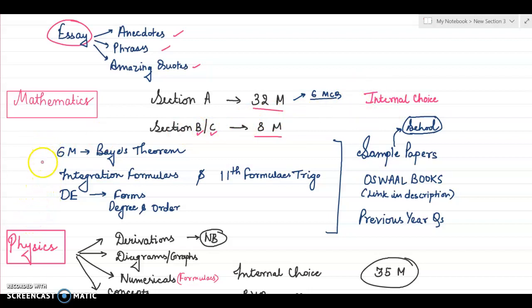Like if you check the sample paper or you see the past year papers, the 6 marker of Bayes theorem is given every year. So you have to do it. Okay, you have to practice it. Then integration formulas, all those formulas and substitution methods. You have to do 11th class formulas that are of trigonometry. Then differential equations, its forms and degree and order. I think you are intelligent enough to know about all these chapters. And probability, again, it's a very easy topic if you practice it.